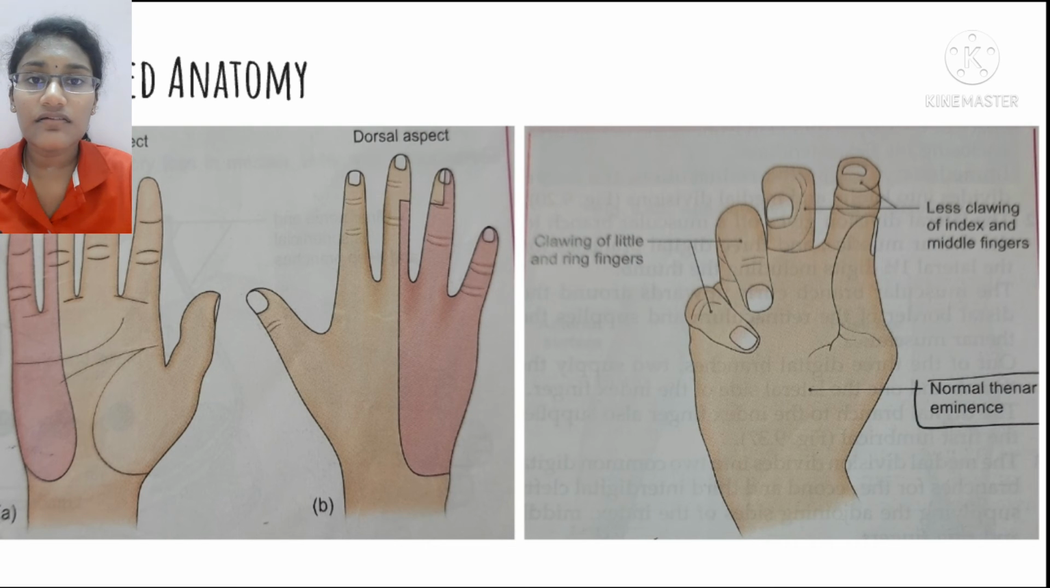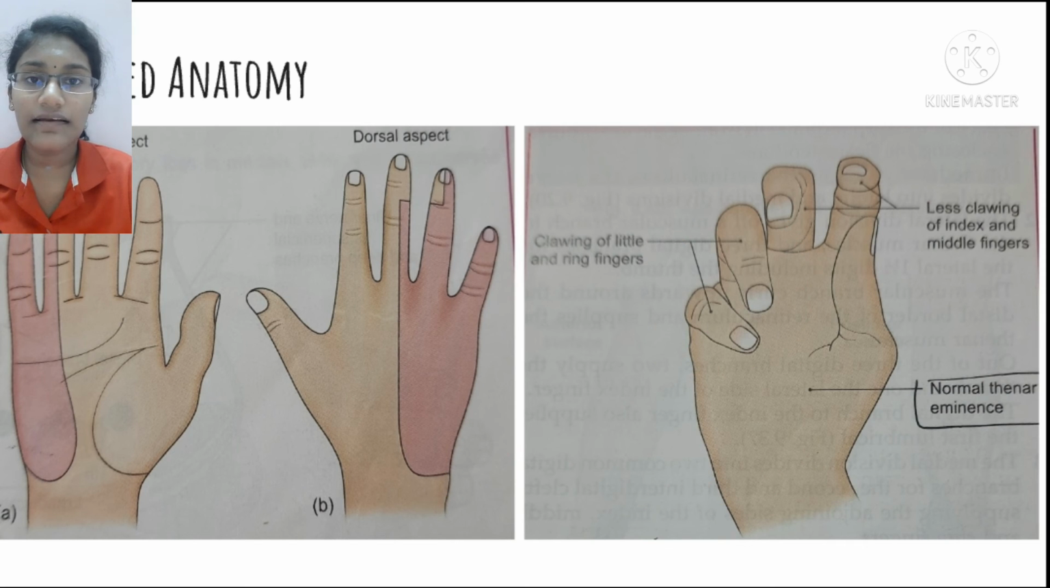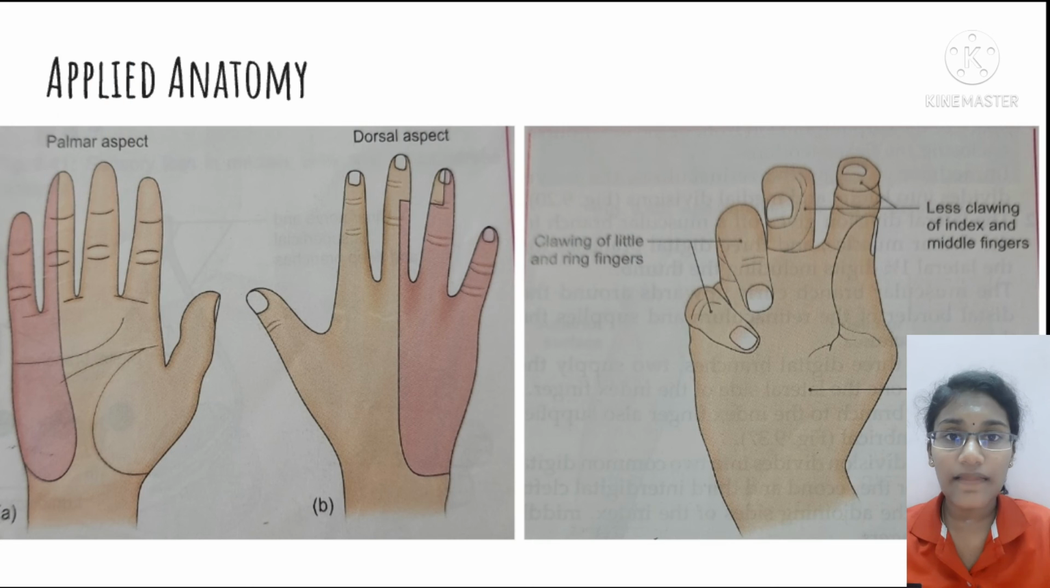If the ulnar nerve gets injured at the wrist joint, it is called ulnar claw hand. So what happens is there is an extension of the metacarpophalangeal joints and then flexion of the interphalangeal joints. This happens only in the medial two fingers, that is the little finger and the ring finger. So there is extension at the metacarpophalangeal joints and flexion at the interphalangeal joints.